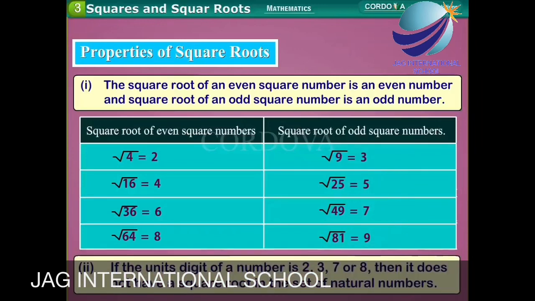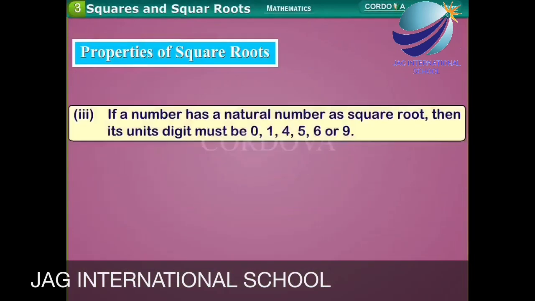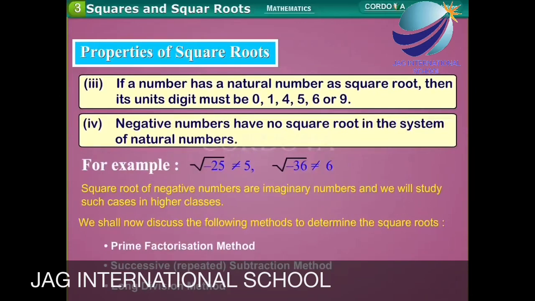If the units digit of a number is 2, 3, 7 or 8, then it does not have a square root in the set of natural numbers. If a number has a natural number as its square root, then its units digit must be 0, 1, 4, 5, 6 or 9. Negative numbers have no square root in the system of natural numbers. For example, the square root of minus 25 is not equal to 5, and the square root of minus 36 is not equal to 6. Square roots of negative numbers are imaginary numbers, and we will study such cases in higher classes.